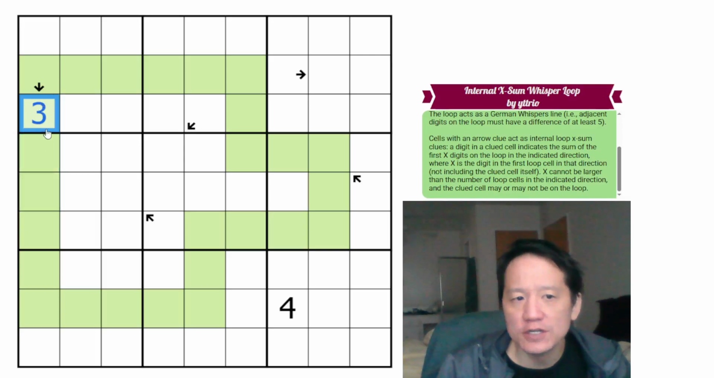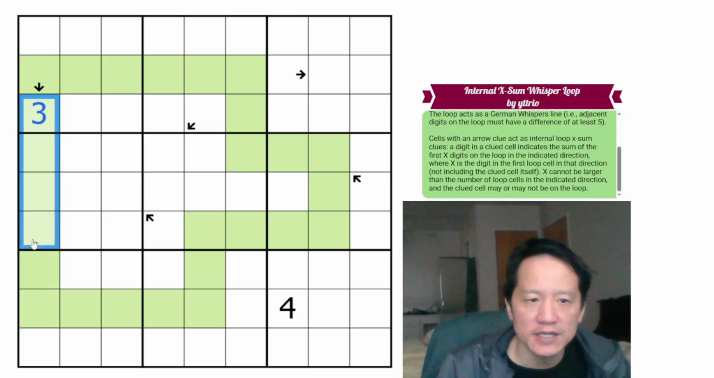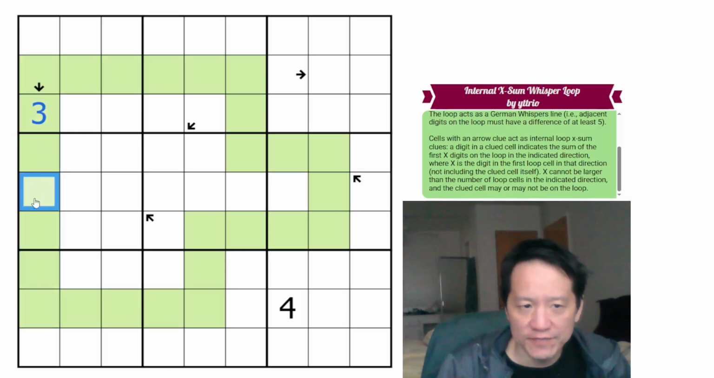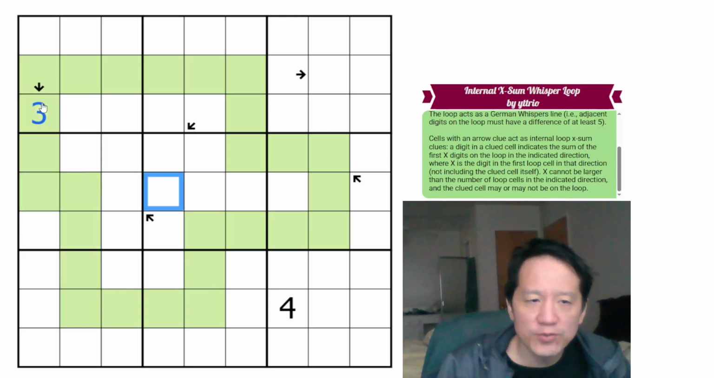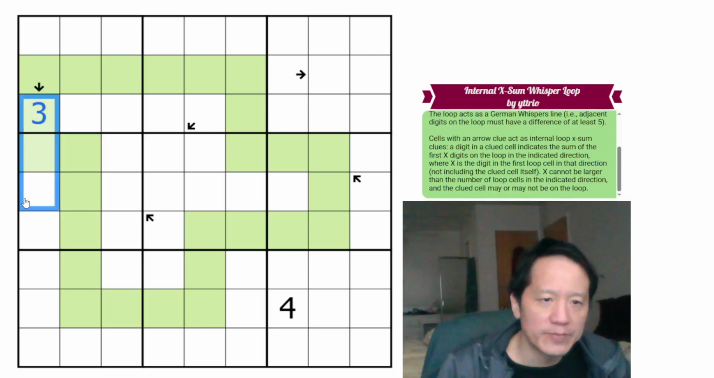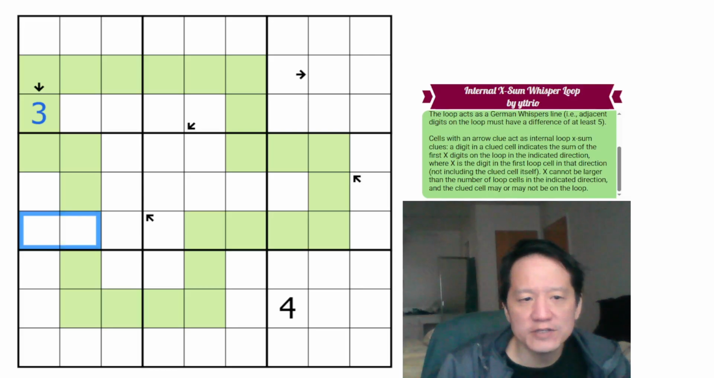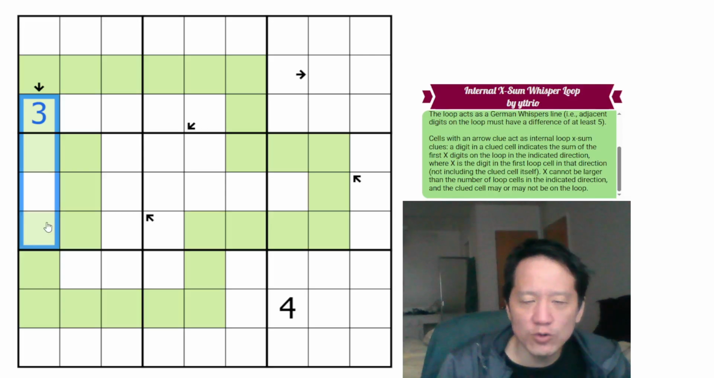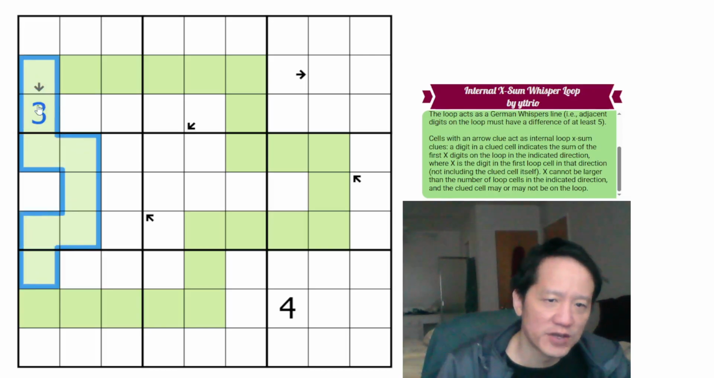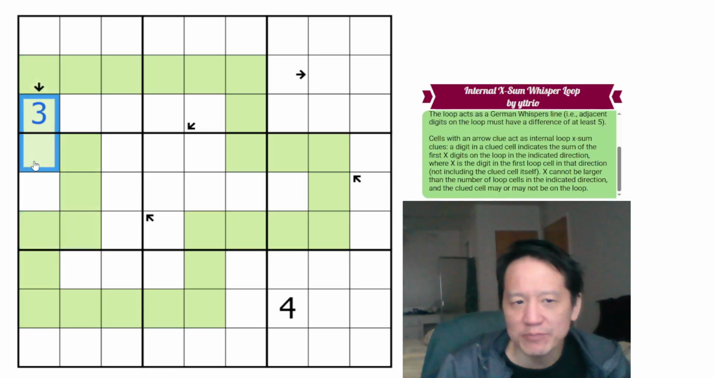And this digit cannot be larger than the number of loop cells in the indicated direction. So if say it went like this, it would have to be like this. If this were the case, 3 would not be valid because there are not 3 loop cells in this direction. I'm not sure if it applies to something along the lines of, say the loop actually went like this. Does this qualify as 3? I don't know. We'll just have to figure this out along the way. I'm guessing it's probably not, but I'm not sure.